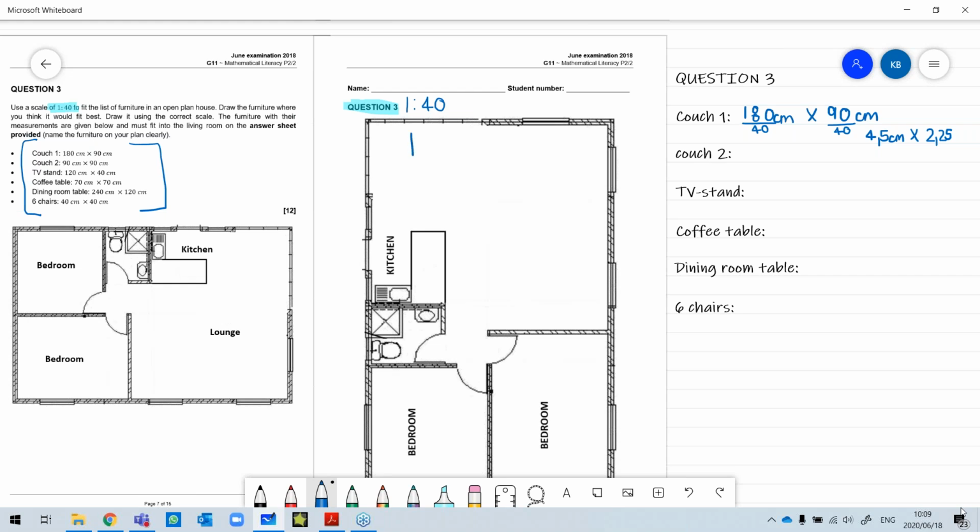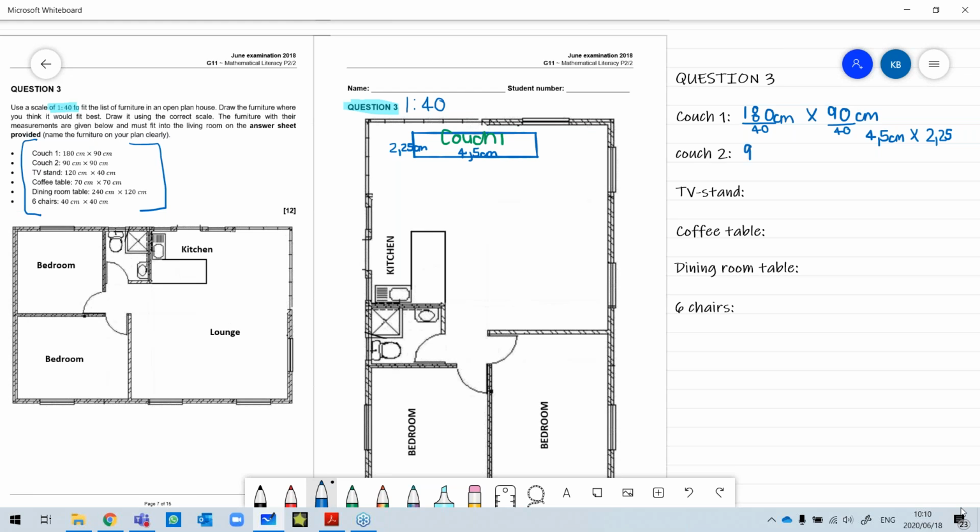So let's go ahead and draw our couch over here. Now, if I used my ruler, this would have been 4,5 centimeters, give or take, and this would have been 2,25 centimeters, give or take. And then, very, very important, I should name the piece of furniture. Couch 1. Then let's continue.